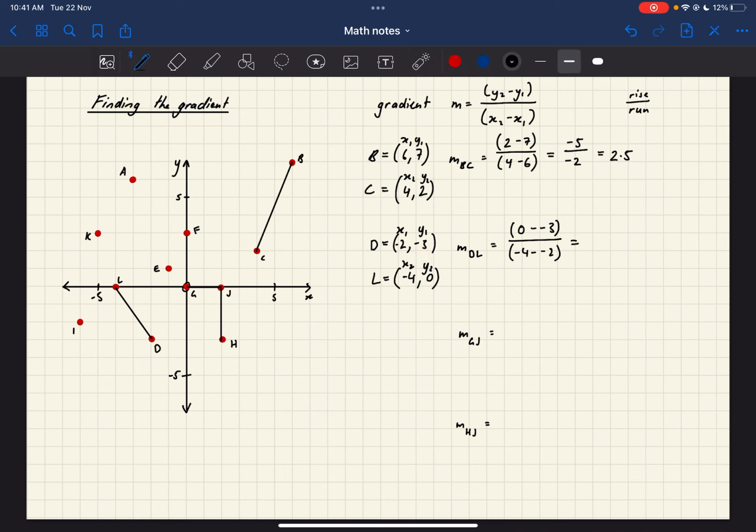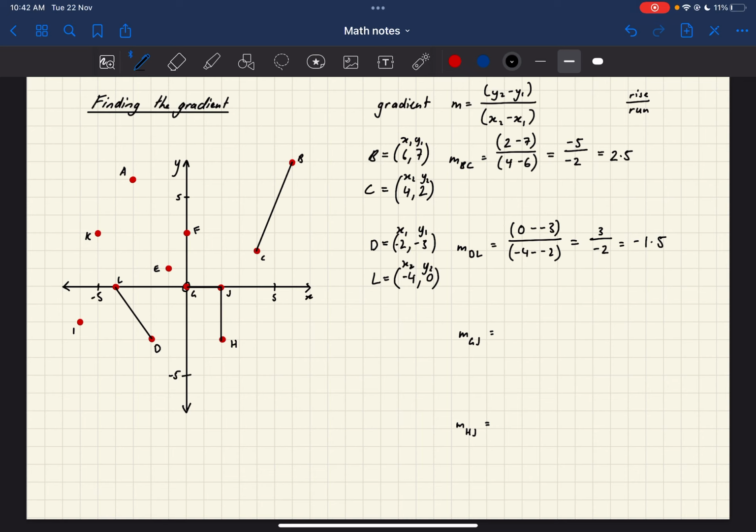Now 0 minus minus 3 means 0 plus 3, so that gives us 3, and minus 4 minus minus 2 means minus 4 plus 2, which gives us negative 2. 3 divided by negative 2 is negative 1.5. Now, what these gradients mean is that for the first one, every one that you go along, you go up 2.5. Along 1, up 2.5. For this one, every one you go along, you go down 1.5. Along 1, down 1.5.